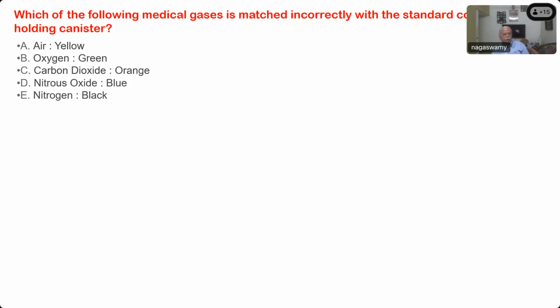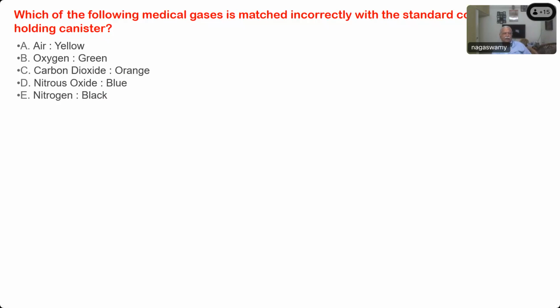Air yellow is wrong? Air is black in our country, but this is international. Oxygen is green, oxygen is white, sir. So these are all international color coding. Don't confuse it with our local color coding. International color coding for air is yellow, oxygen green cylinders, nitrous oxide blue, nitrogen black, and carbon dioxide.